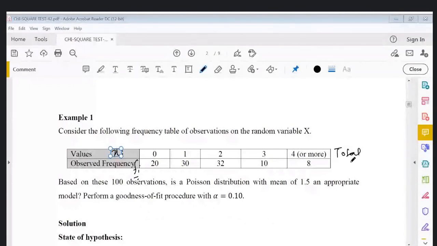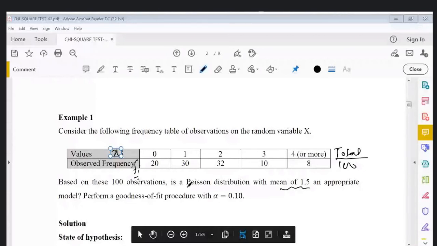Based on 100 observations, consider a Poisson distribution with the given mean 1.5. We want to test whether the Poisson distribution is an appropriate model, that is, whether the data follow a Poisson distribution with mean 1.5 or not. Alpha is 0.1.